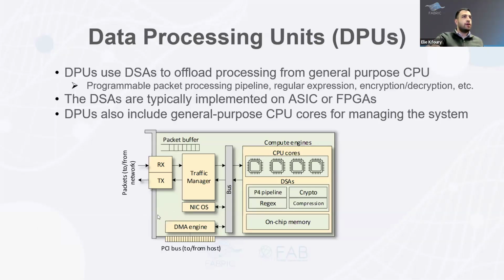Here you can see that there are some components that are similar to what you have in other NICs. So you have the ports, the receive port, the transmit port. You have a traffic manager, and there's a high-speed bus that interconnects those compute engines. There's on-chip memory, and then there's a PCI bus to get to the host.